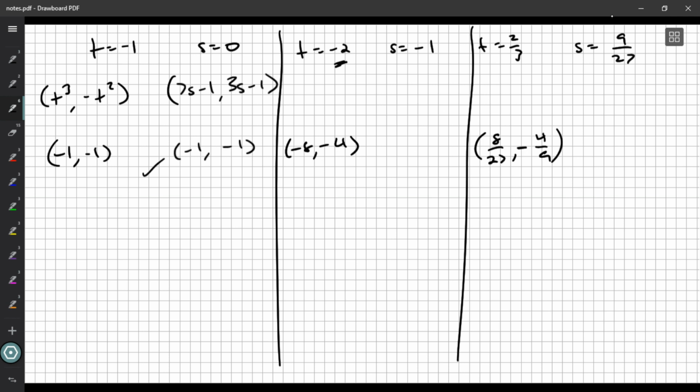Let's see. -7 minus 1 will give us a -8. And then -3 times 1 will be -3, minus 1 is -4. So we get another agreement, another point of intersection.